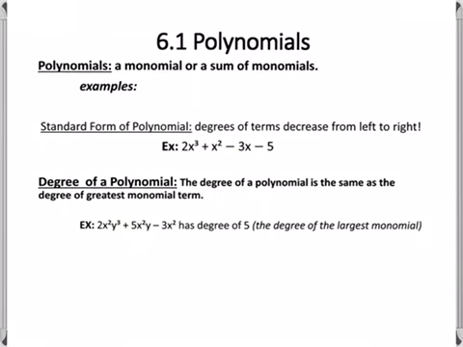Polynomials. A polynomial is a monomial or the sum of monomials. So in this case, we could have a random monomial like 5x squared, or we can have multiple monomials strung together with the addition or subtraction sign, creating individual terms.